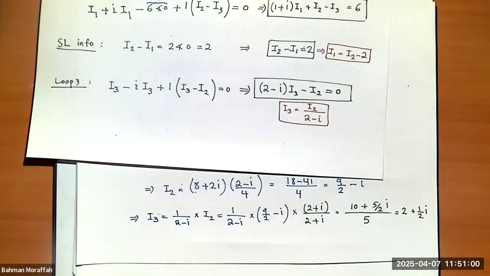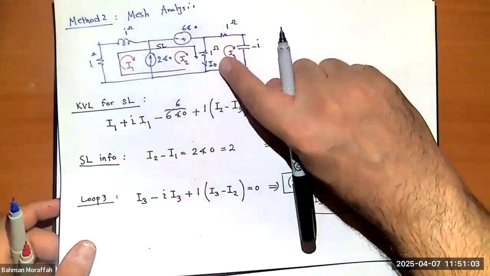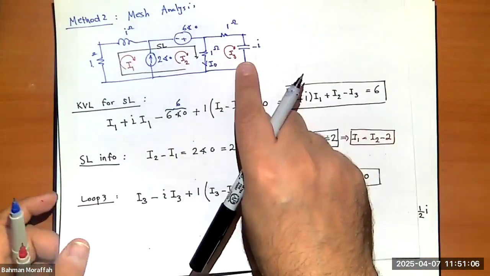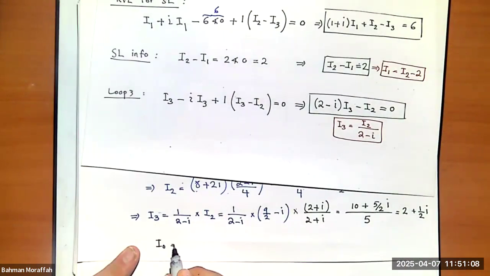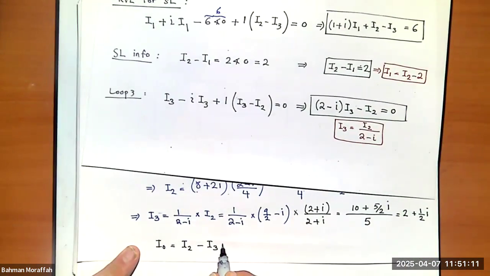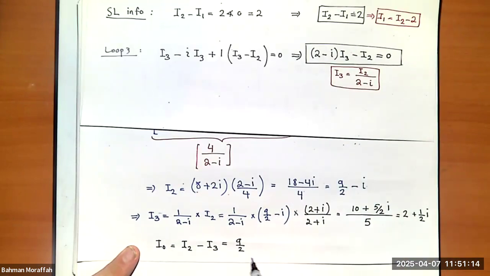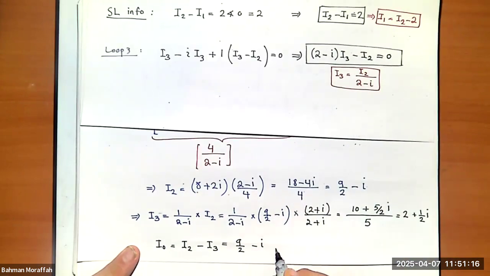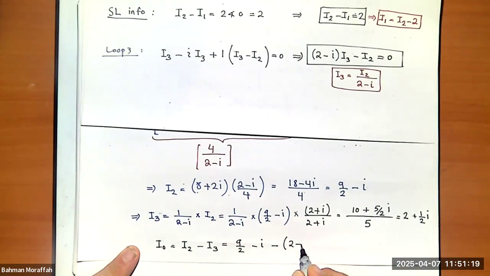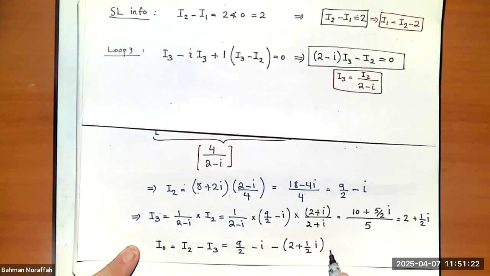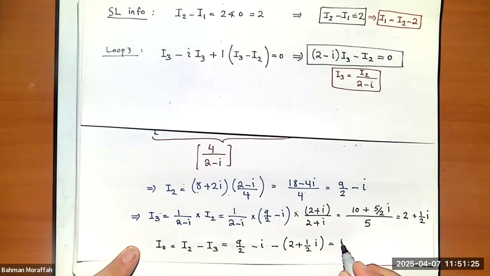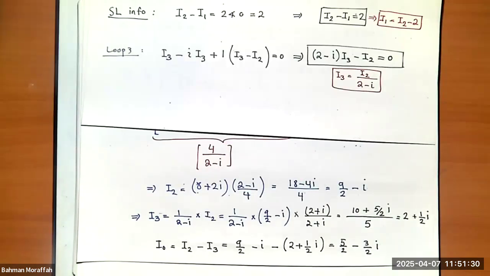I know I2 and I3. What is I naught? It's I2 minus I3. So I naught is I2 minus I3, which is 9/2 minus I, minus (2 plus half I), which is 5 over 2 minus 3/2 I, which is exactly the same as what we had. So again, whatever we had still holds true.